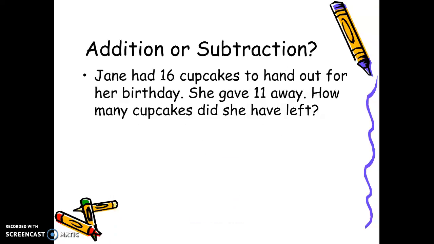Let's do one more. Jane had 16 cupcakes to hand out for her birthday. She gave 11 away. How many cupcakes did she have left? Take a minute and think of what we are doing here. And I hope that you all said we are subtracting. And why? Because our keyword was left. Exactly.